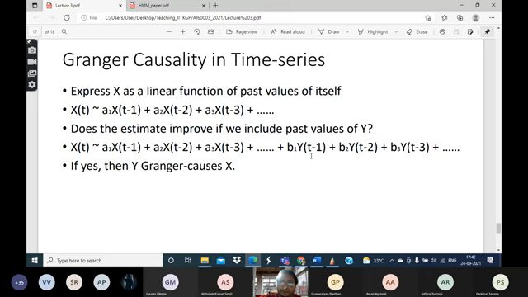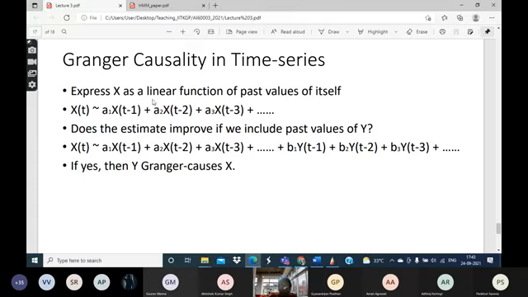Because yt minus 1 happened earlier than xt, it makes sense to say that yt minus 1 is the cause and xt is the effect. The same thing I could not have said if yt and xt had happened at the same time. In that case, either one could have been the cause and the effect. So if this kind of thing happens, then we say that y Granger causes x.